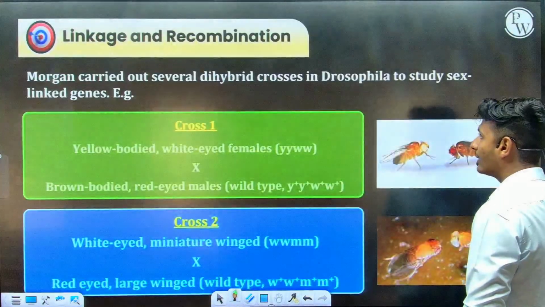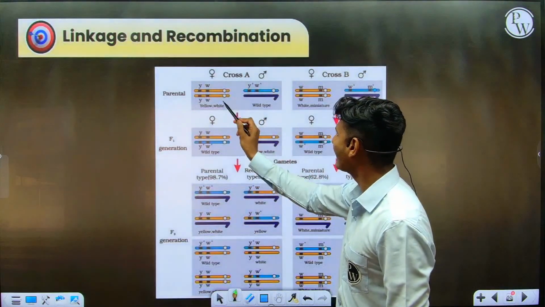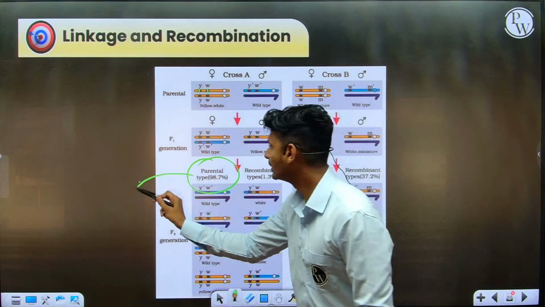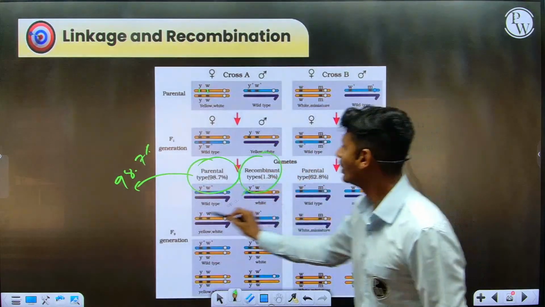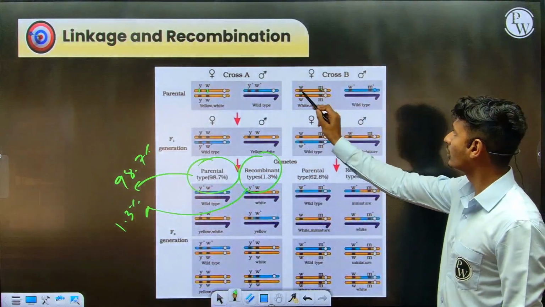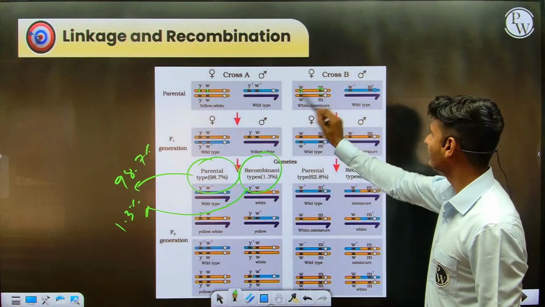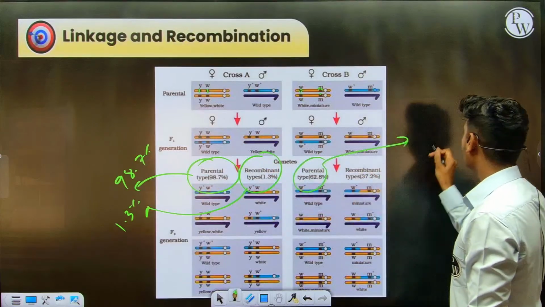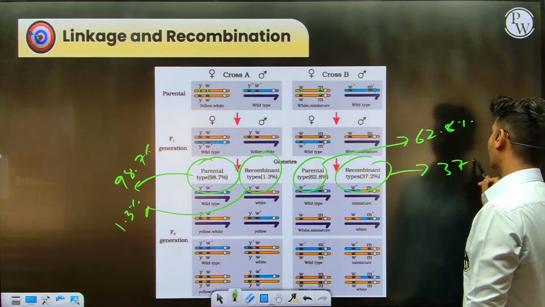If we are talking about this experiment, and this one is the body color and eye color, the genes are located very close to each other. That's why parental type is 98.7% and recombinant type only 1.3%. But if the genes are located far away from each other, like eye color and wing size, which have distance between them, parental type is 62.8% and recombinant type is 37.2%.